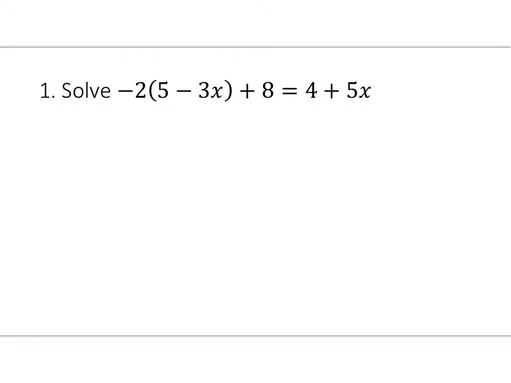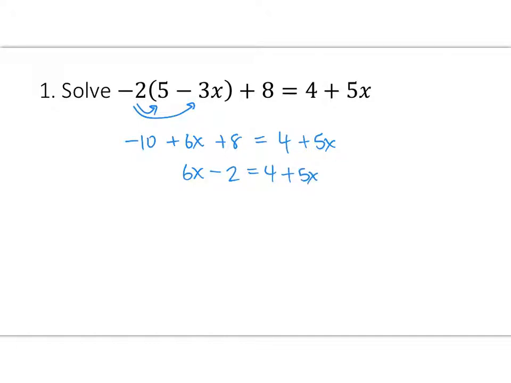So if we multiply the negative 2 and distribute that through the parentheses, what we get is negative 10, and then minus 2 times minus 3x is plus 6x, plus 8 equals 4 plus 5x. Continuing to simplify the left-hand side, collect like terms: 6x is by itself, and then minus 10 plus 8 is minus 2.